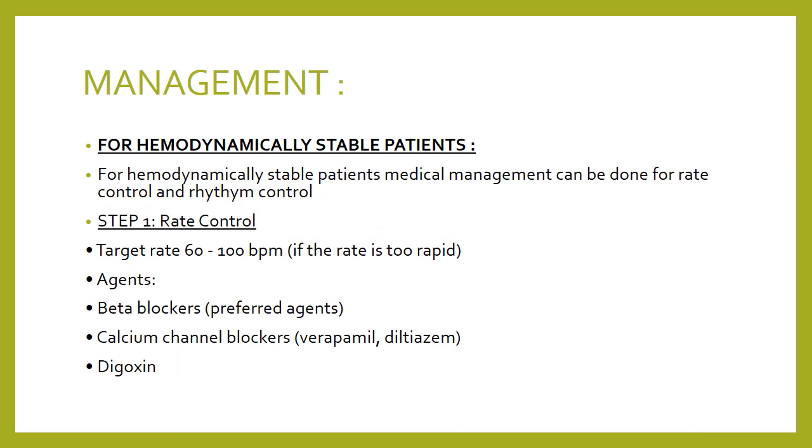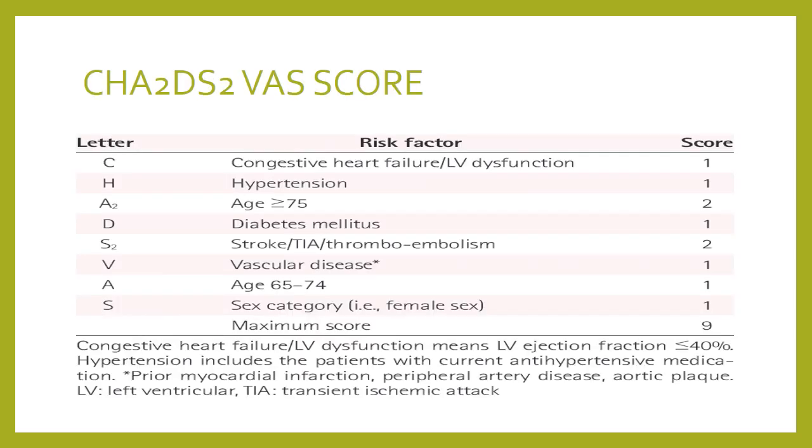However, for hemodynamically stable patients, medical management can be done for rate control and rhythm control. So step 1 is rate control. The target rate should be kept at 60 to 100 beats per minute, and the agents that can be used to control this rate are beta blockers, which are the preferred agent, calcium channel blockers, for example verapamil, diltiazem, and digoxin.